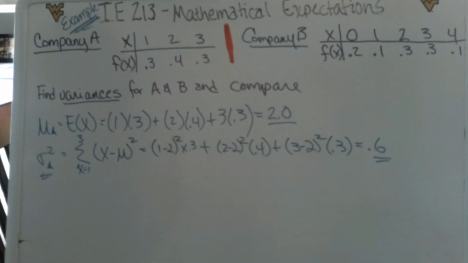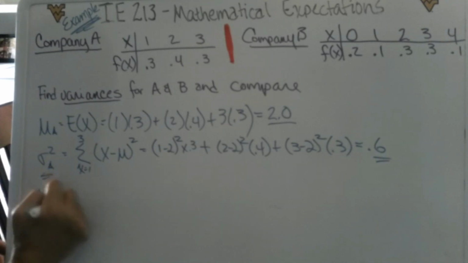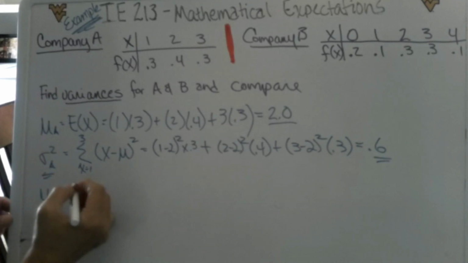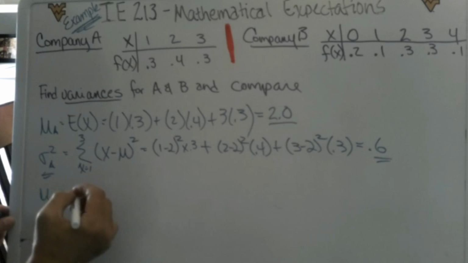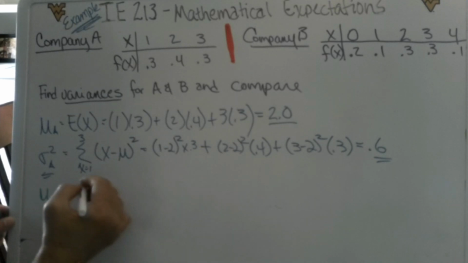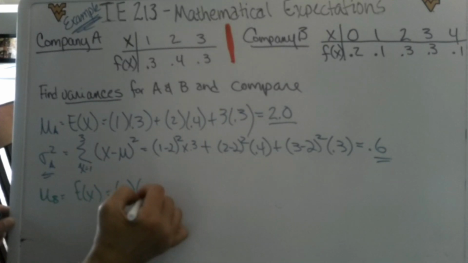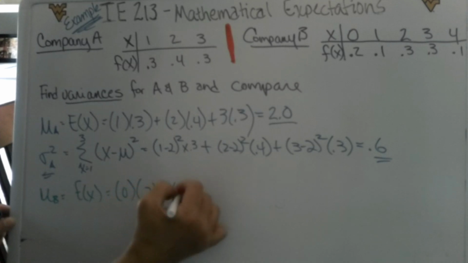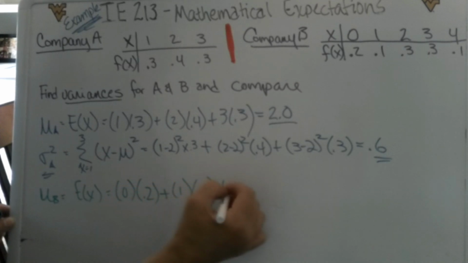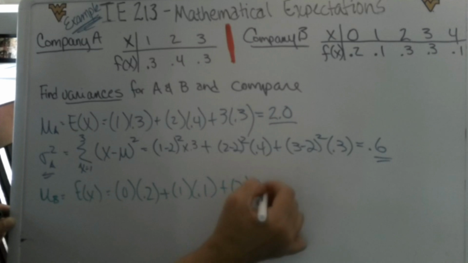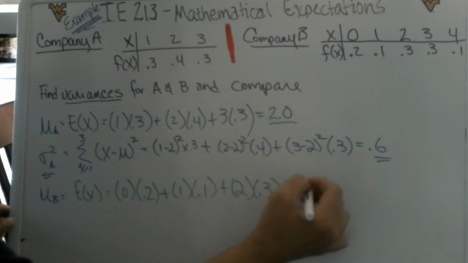Okay, and now we're going to do Company B. So we're going to do the same thing. We're going to find mu of B, which is the expected value of x. And so we're going to take each value of x multiplied by its f of x and sum them. So for 0, it's times 0.2 for Company B, plus 1 times 0.1, plus 2 times 0.3, plus 3 times 0.3, plus 4 times 0.1.